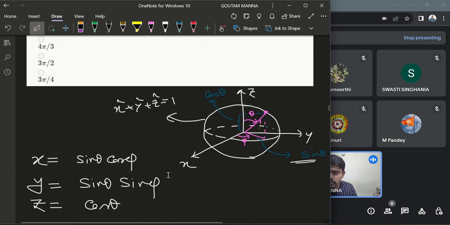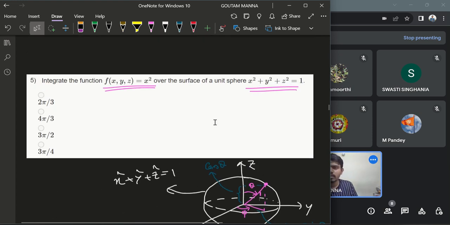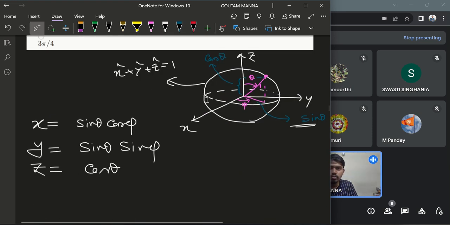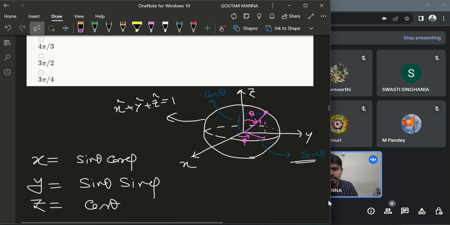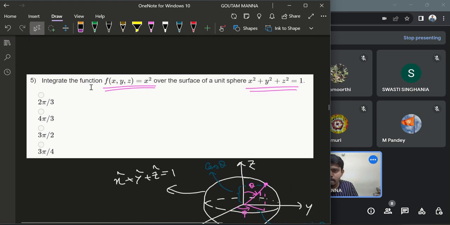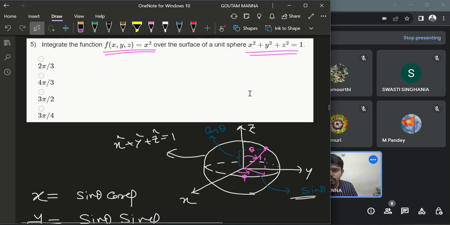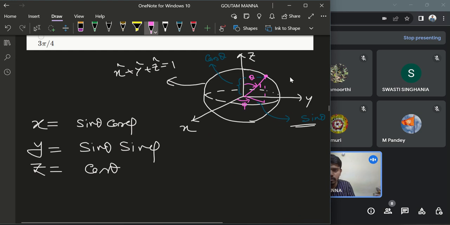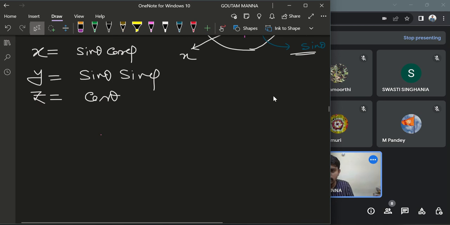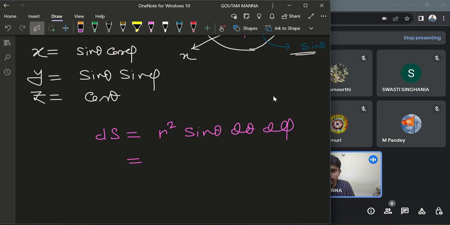So for this particular problem, this will be the xyz. While we are moving on the surface of the sphere, if we want to get inside or outside, then we need to put the r and vary that. The integrand function is x square. So I will integrate on the sphere. This ds is nothing but r square sine theta d theta d phi, and r is 1.